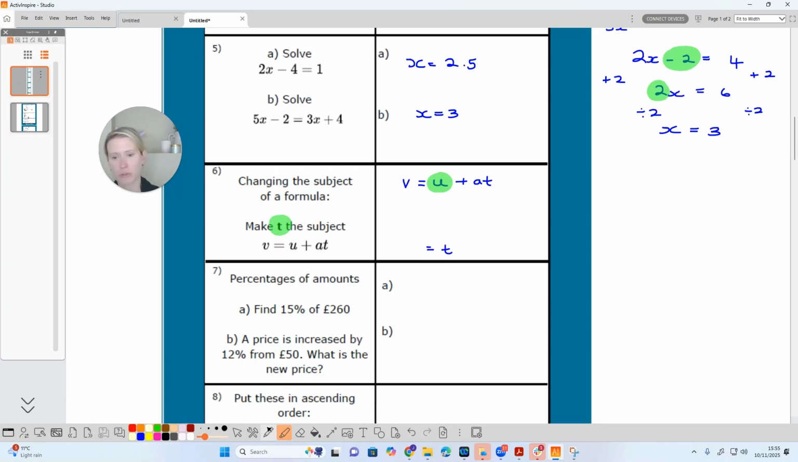So we start by subtracting the u. Okay, we want t on its own, so we need to get rid of the u and the a. Now the u is the first thing we're going to get rid of, so we're going to subtract u from both sides. v subtract u is equal to at. Then I need to get rid of the a. Now that's t multiplied by a, so to get rid of it I'm going to divide by a. They then cancel each other out and leave your answer as a fraction. v minus u over a is equal to t.